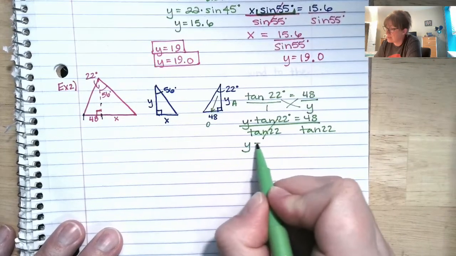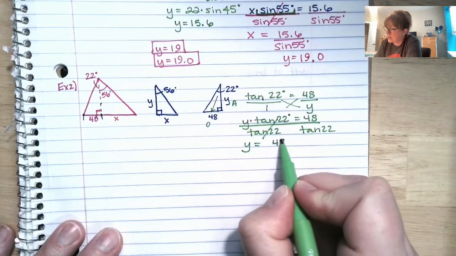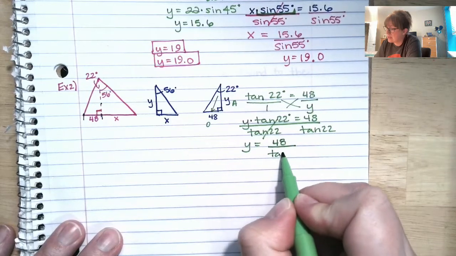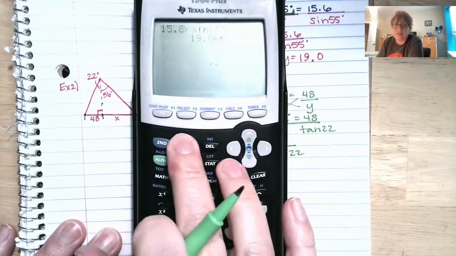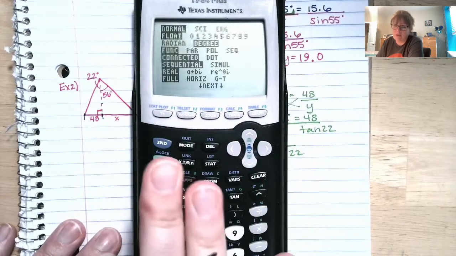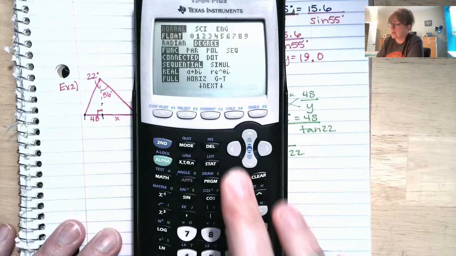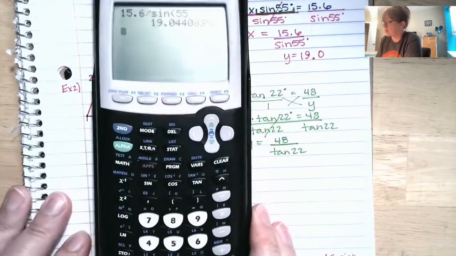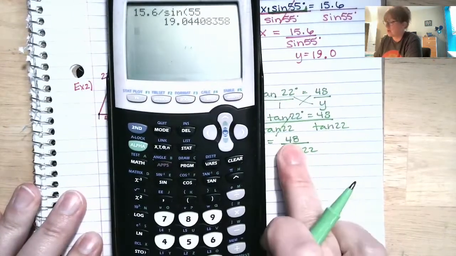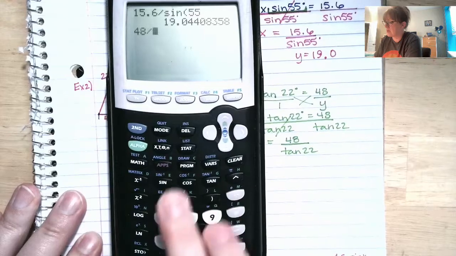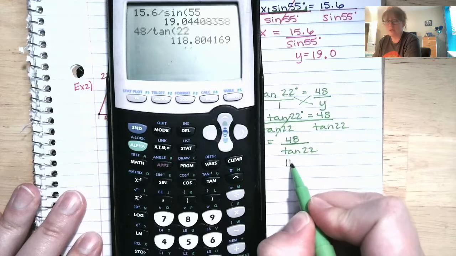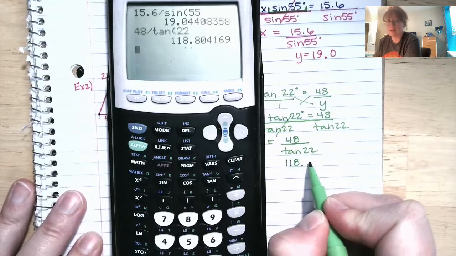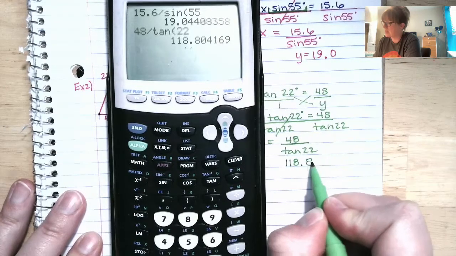So we get y equals, and then in our calculator, we're going to do 48 divided by tan 22. Especially if you're taking a test or something, it's always very helpful just to make sure you're in that degree mode instead of radian, okay? Because it will come up as a different answer. All right, 48 divided by tan of 22 degrees, enter. So we get 118 point, round to the nearest 10th. That would be 8, okay?